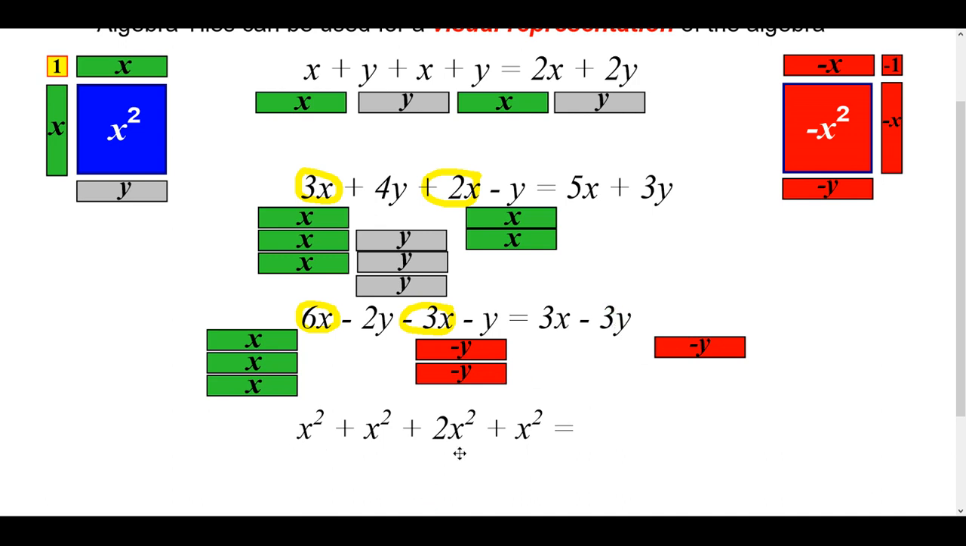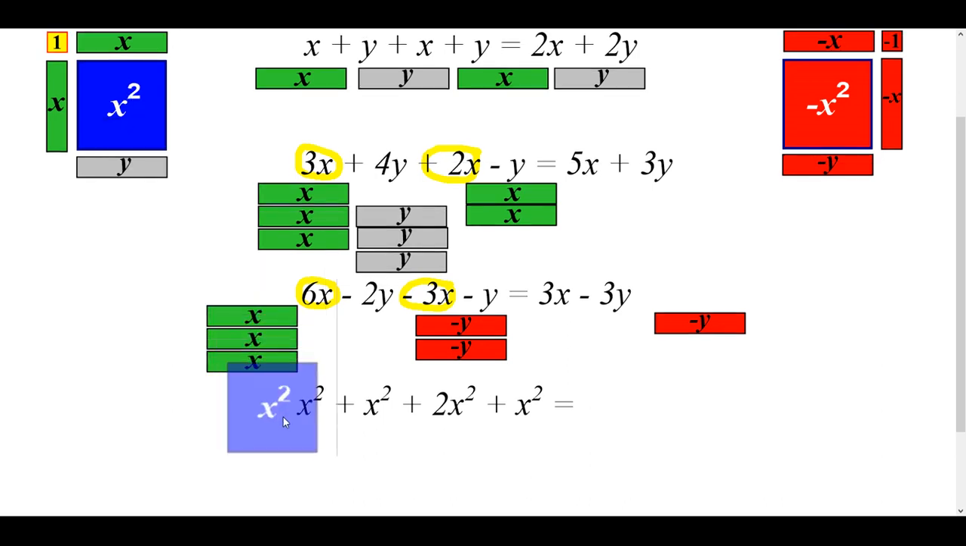Right, what if you were adding something bigger together, like x squares? You can see the x squared tile here. So x is the width of it, and x is the breadth. So length times breadth would give you x squared. That's why it's a bigger tile. Well, you just do the same thing. You just collect up the bigger tiles.